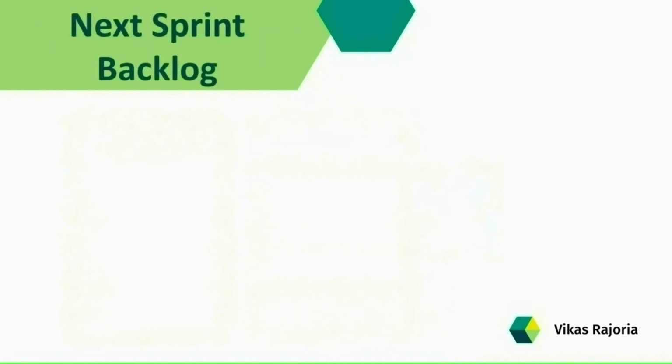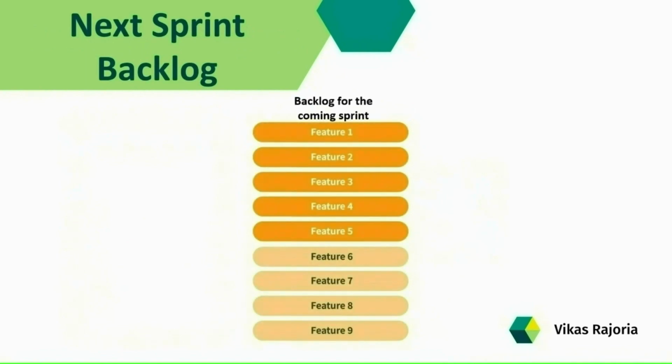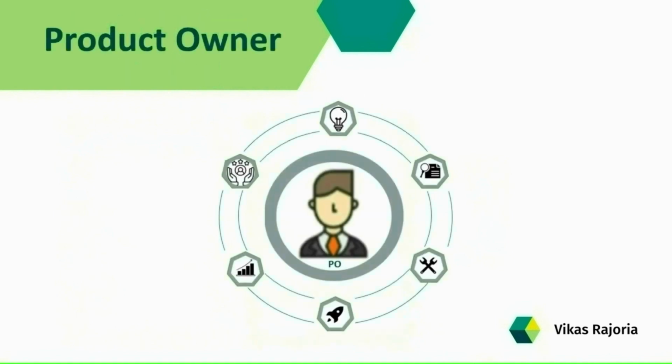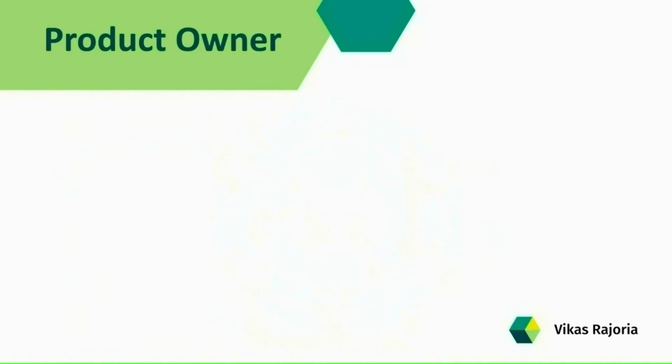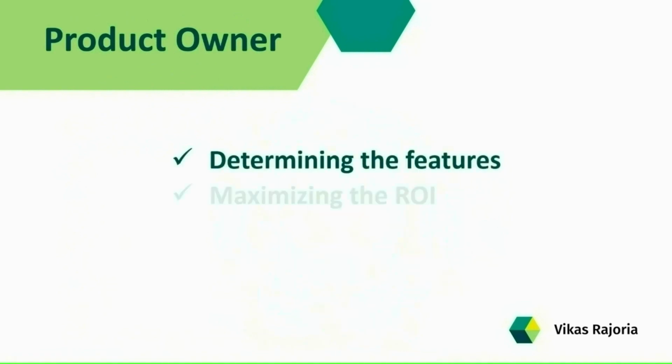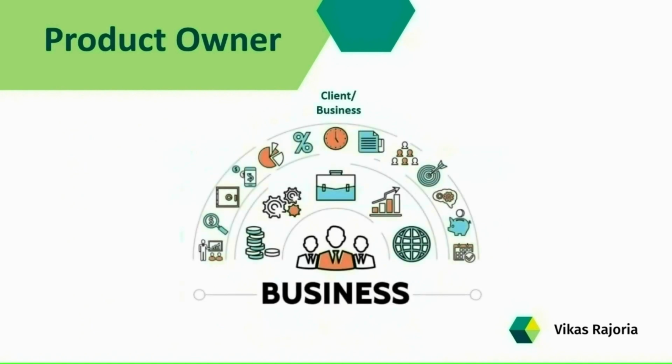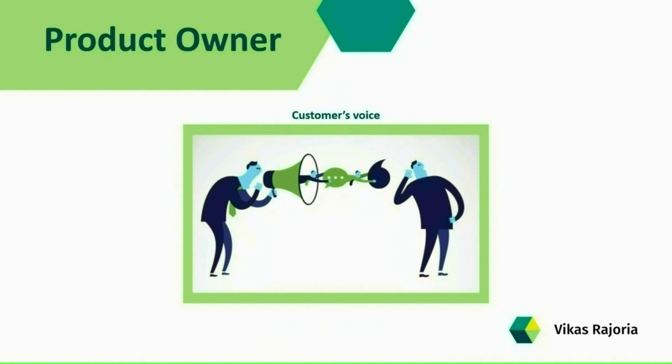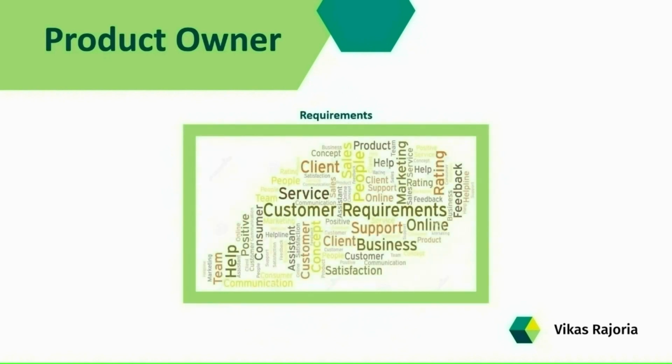Moreover, the product owner makes a list of items that need to be focused on for the next sprint or the iteration. So, the key point that we need to see here is that the product owner is mainly responsible for determining the product features and maximizing the return on investment, meaning the product owner works closely with the customer. He is the voice of the customer and has a clear idea about the customer's requirements or their vision.